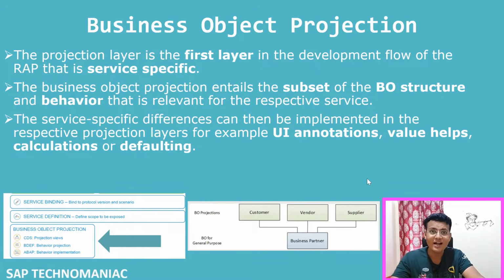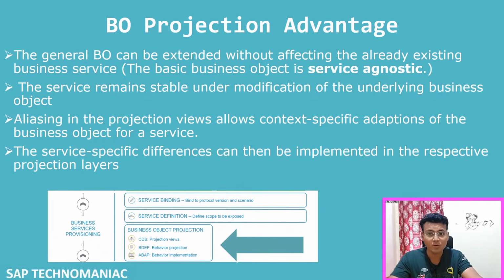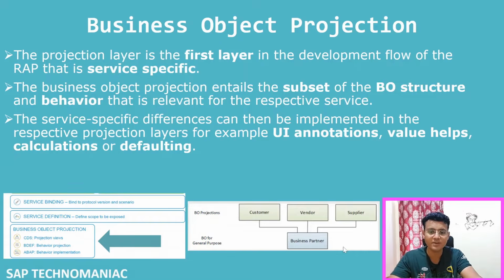So what is the advantage of this one? We can extend this further, and whatever changes we make in the business partner will not impact the customer, vendor and supplier services. So in that way we can say that the basic business object is service agnostic. It will not be impacted by our service changes. That is the most important thing. It remains stable under the modification of the underlying business object. We can change the business partner, and it will not impact customer, vendor and supplier.